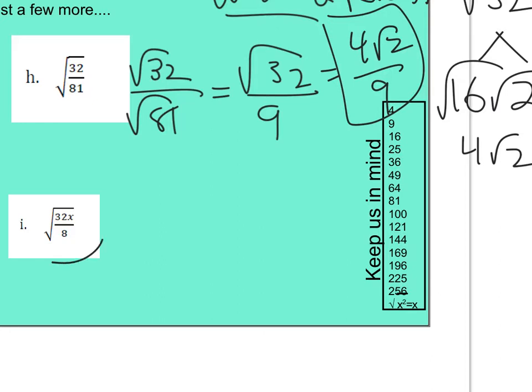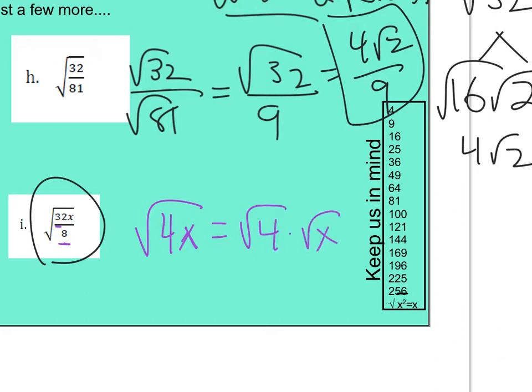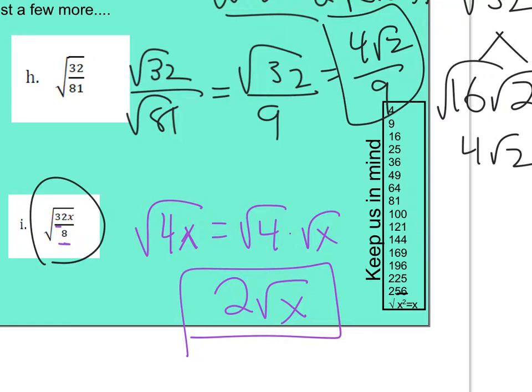Here, for this one, what I might do is simplify 32 over 8. That simplifies to 4. So I might take square root of 4 times square root of x. So my simplified answer is going to be 2 square root of x.